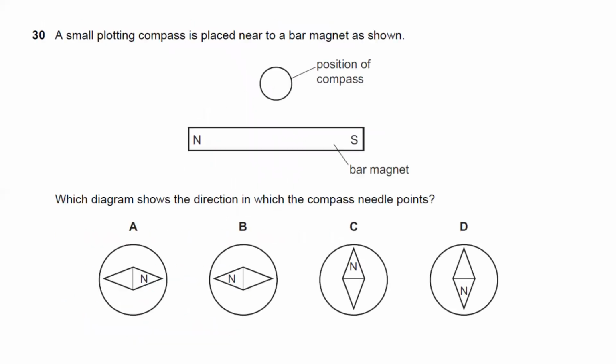Then question number 30. A small plotting compass is placed near the bar magnet as shown. Which diagram shows the direction the compass needle points? So the magnetic field should be pointing from north to south, and the compass needle should be pointing in this direction. So compass magnetic north will be something like this. So A would be the diagram of the compass needle.